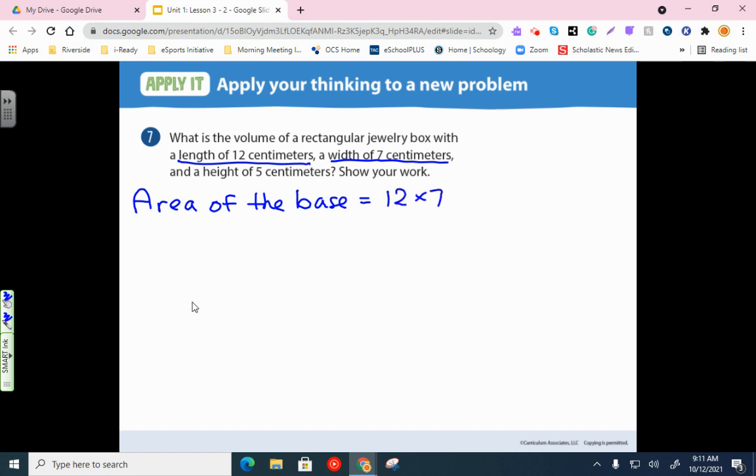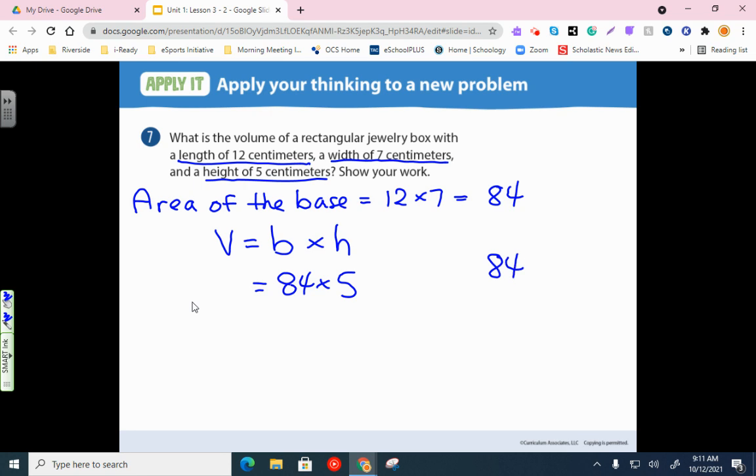Now, again, the reason we're doing reflex math a lot right now is to get these multiplication facts down quickly. If you know your 12s or your 7s, you know that this equals 84. And then the formula is volume equals base times height. So let's do 84 times the height, which is a height of 5 centimeters.